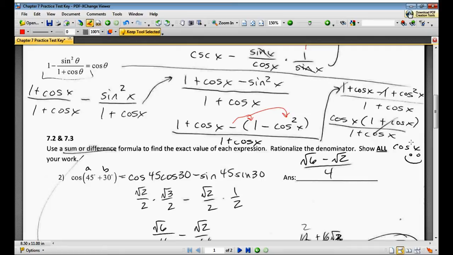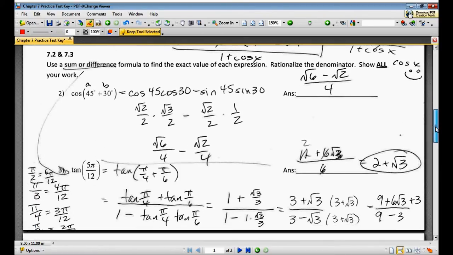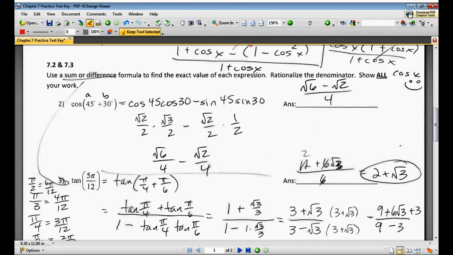Remember, start with the more complicated side, turn everything into sine and cosine. Pythagorean identities are good when you're squared, and common denominators. So then we go to 7.2 and 7.3. 7.2 and 7.3 tells you you're going to have to use sum and difference formulas.